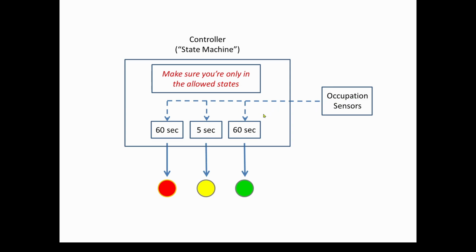So let's take a look at this basic core application, how we can set up an algorithm, some simple logic to do this. For now, we're going to forget the external occupation sensor or any other information. We're just going to see how we can set up the lights to go 60 seconds in one state, and then 5 seconds in another state, and then another 60 seconds in the third state, and so on.